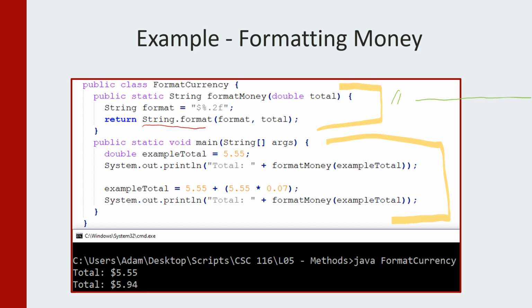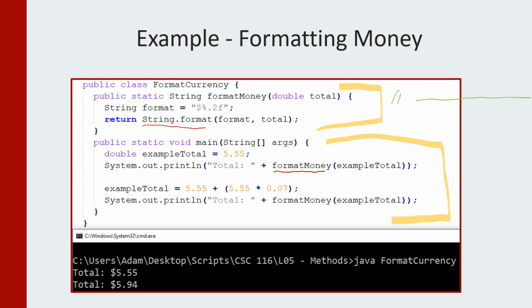Cool. And then looking at the main method, here's maybe $5.55 that I want it to have. And so it'll print out the total. And now I can just call formatMoney and put in that value 5.55, which is a double. And it will tell me that that's 5.55. It'll have the $ sign in front of it.